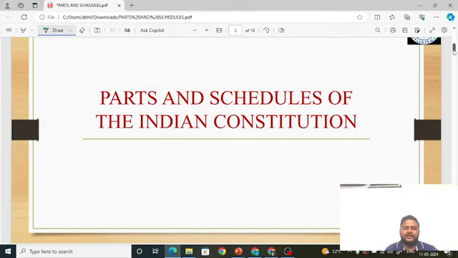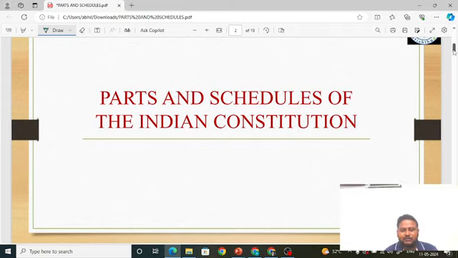See, for example, if I take the Constitution as a book, schedules mean the index in the book. In any book there will be an index page, like in your textbooks, be it your graduation or your PU, whatever textbooks you read. That index is nothing but the schedules. Parts mean chapters of the Indian Constitution. Okay friends, so let's get on with it.